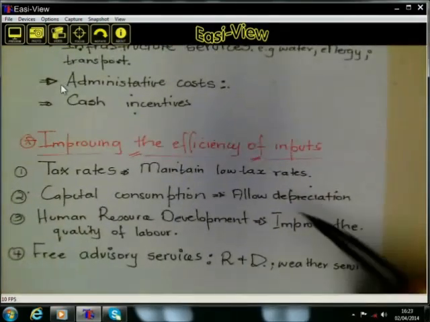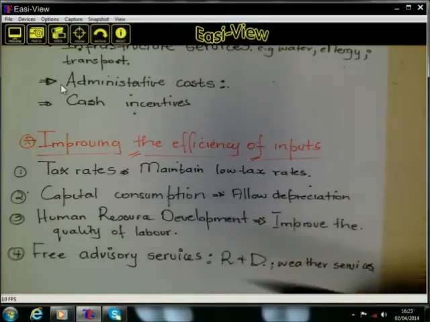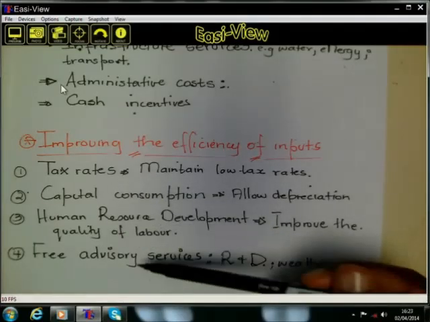Right, so those were the factors under improving efficiency of inputs. Tax rates, capital consumption, human resource development, and free advisory services. All right then we come to the last factor.